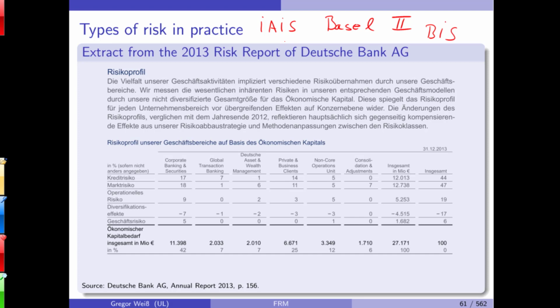And then you could put out risk capital across your lines of business. And you can say, okay, I can use 2 billion euros to use in market risk. I can use 5 billion in credit risk and so on. And this is why risk here in the risk report of Deutsche Bank is described and measured as the required economic capital, ökonomischer Kapitalbedarf. Jedem klar? Clear to everyone?